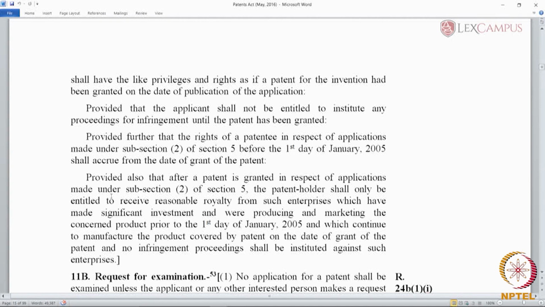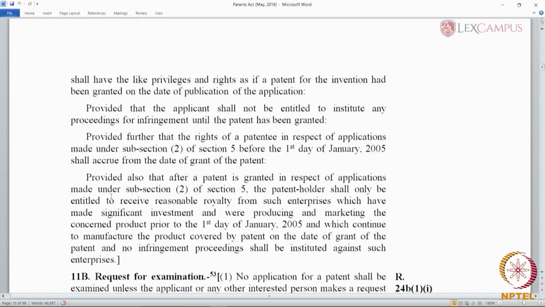While the application was pending, Novartis received an EMR, an exclusive marketing right. Based on the exclusive marketing right, Novartis was able to file infringement suits against these generic companies who were already manufacturing that product. Now, EMR, the provisions of exclusive marketing right, which have now been repealed, also provided for filing infringement suits based on the grant.